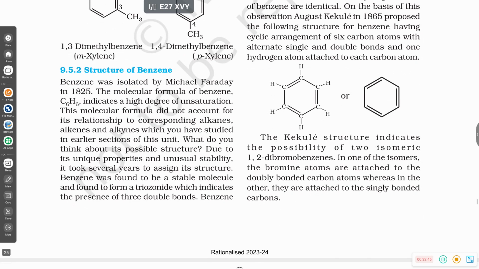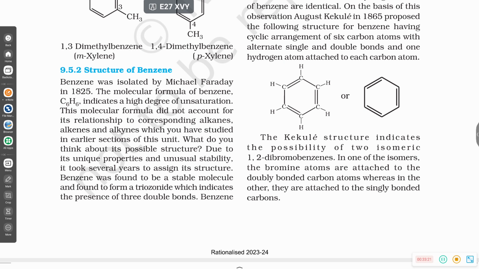Due to its unique properties and unusual stability, it took several years to assign this structure. Benzene was found to be a stable molecule and found to form a triozonoid, which indicates the presence of 3 double bonds. They understood ozonolysis; what will form? A triozonoid will form. Ozonoid is what I said. With 3 triozonoid forming, they understood that there are 3 double bonds.